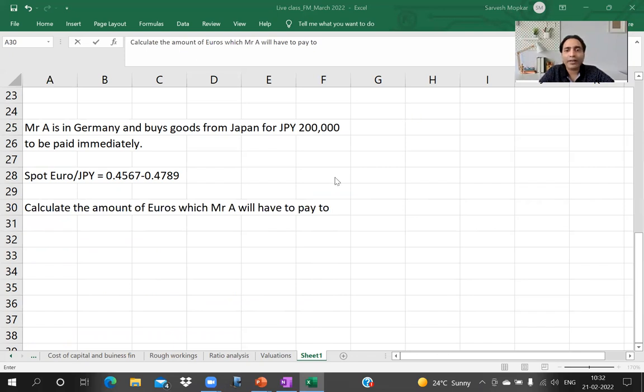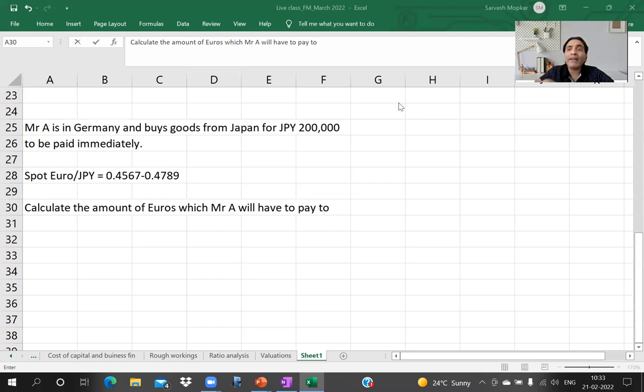Do I have JPY in my pocket? No. Then what do I have? I have euros. I'm in Germany, so I have euros. So I will have to convert these euros into JPY. Now you know what is buying, selling, so you can tell me. That means I will have to sell my euros and buy JPY and make that payment. I will have to buy 200,000 JPY from the dealer by giving away my euros. That is the conversion. So once I buy JPY 200,000, I can make the payment.